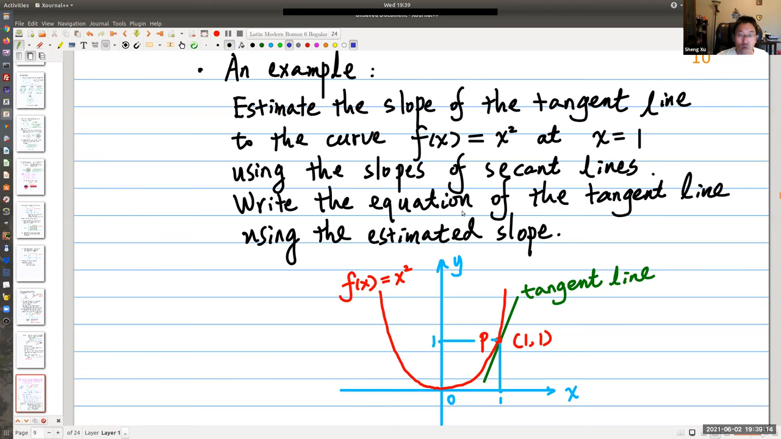So what we want to do right now, later on, we can do this very easily, well, after we learn differentiation calculus. But for now, I'm going to estimate this line. In order to write down the equation for this line, I already know the point. I just need to estimate its slope, right? If I know the slope, then I can write down the equation. So how to estimate the slope?